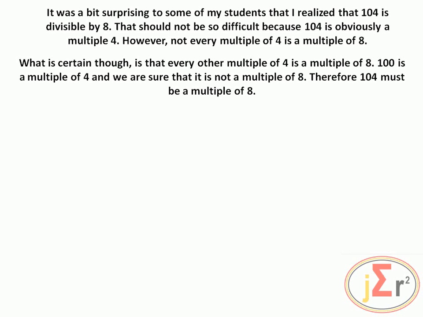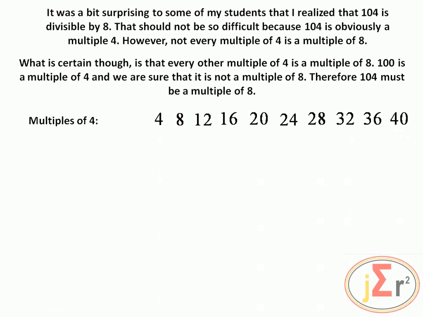100 is a multiple of 4, and we are sure that it is not a multiple of 8. Therefore, the next one after 100, which is 104, must be a multiple of 8. So let us look at the multiples of 4. Notice them: 4, 8, 12, 16, 20, 24, 28, 32, 36, 40. Those are some multiples of 4, from 4 to 40. What about the multiples of 8? Only the 8, the 16, the 24, the 32, and the 40. Notice that every other one is a multiple of 8.